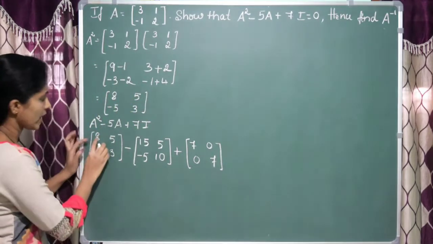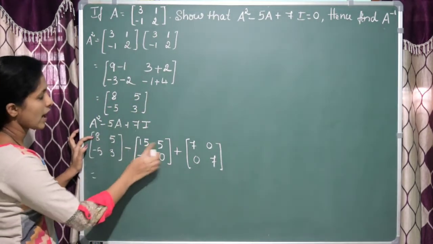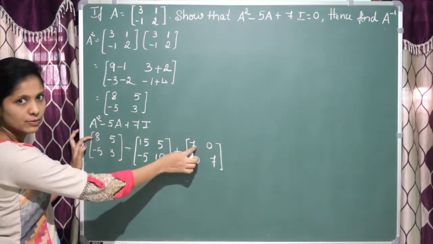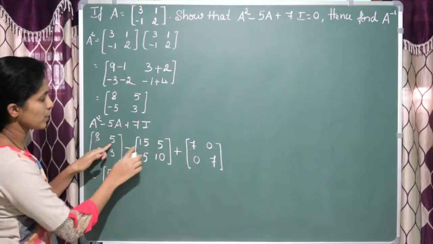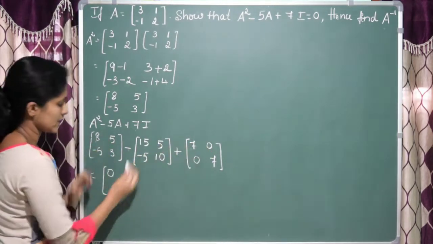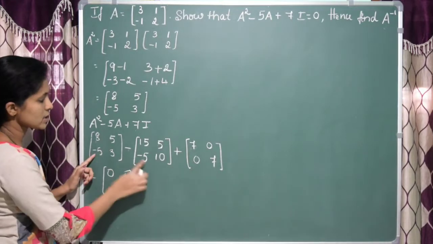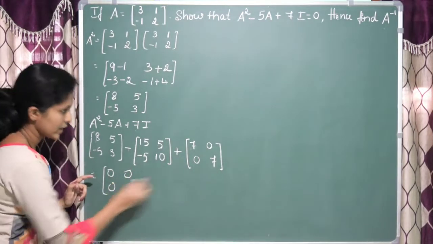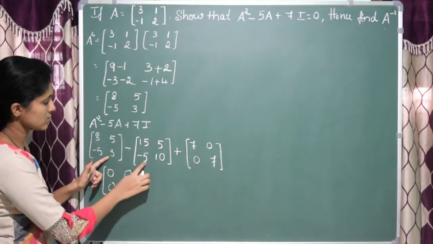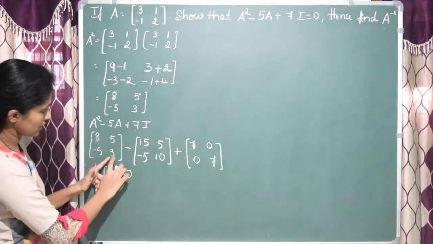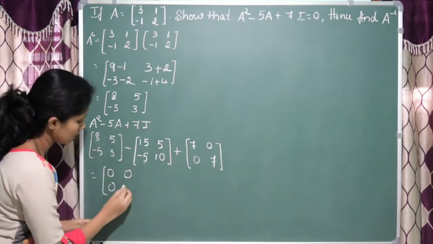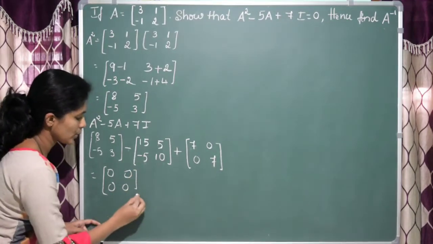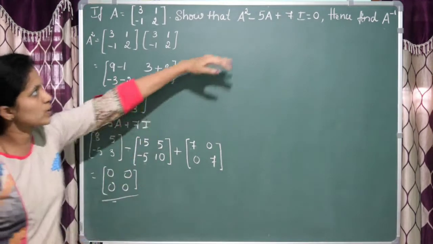Now we have to add this one. So this is now 8 minus 15 and plus 7. So 8 plus 7 will be 15, minus 15 will be equal to 0, right? So this is 5 minus 5 will be 0, plus 0. So this is equal to 0. Minus 5 plus 5, 0. Here 0 is there. So this is 3 minus 10, and this will be minus 7, minus 7 plus 7 will be 0. So we proved this is equal to a 0 matrix. Is it clear? We proved the first step.